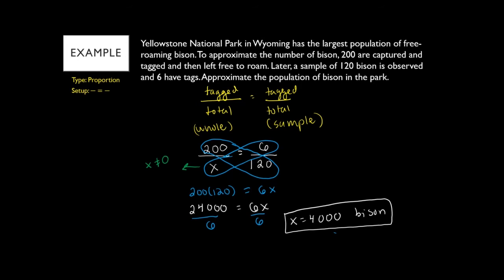So there may not be exactly 4,000. This is just a way that we use to estimate the population. So this is used to estimate, like if you think of endangered species, how many are left in the wild. They'll do something like this. They'll try to capture some of them, tag them, and then do this calculation to estimate how many are actually out there in the wild.